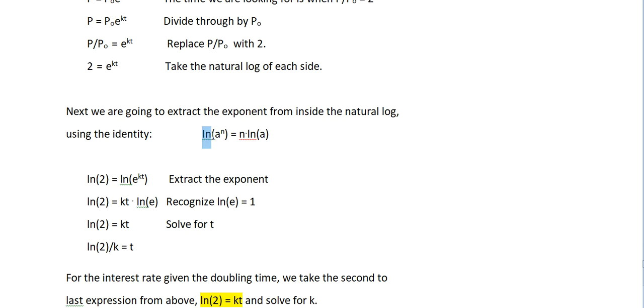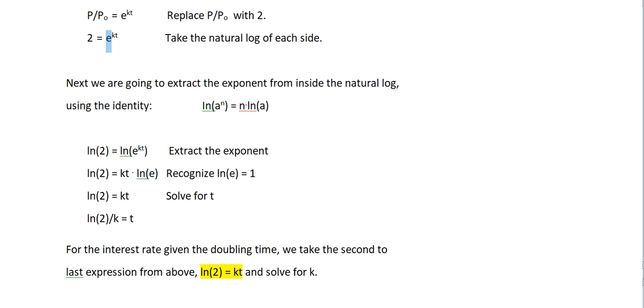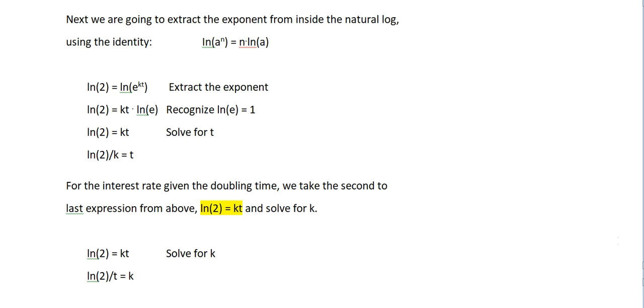Okay, so if we take the natural log of a quantity that's a base to some exponent, that's also equal to whatever that exponent is multiplied by the natural log of that base. So if this is our base, we can take the natural log of it. We extract kt as the exponent, and that's how we get access to it.